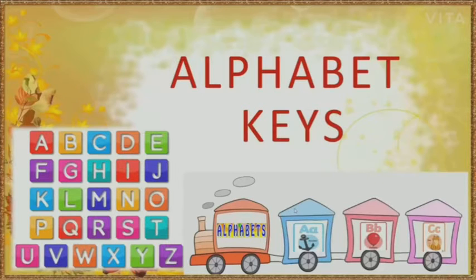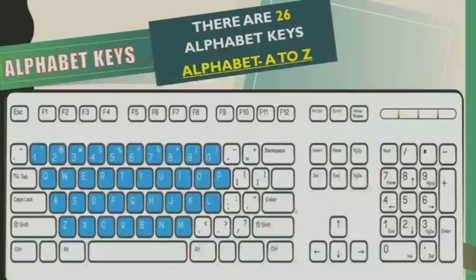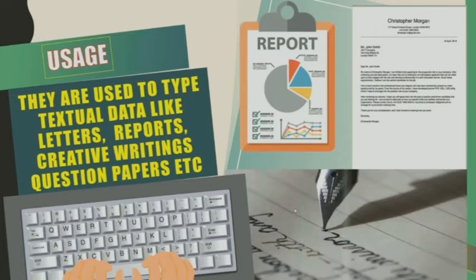Alphabet keys. They are used to type alphabets. There are 26 alphabet keys ranging from A to Z. They are used to type textual data like letters, reports, creative writings, question papers, etc.